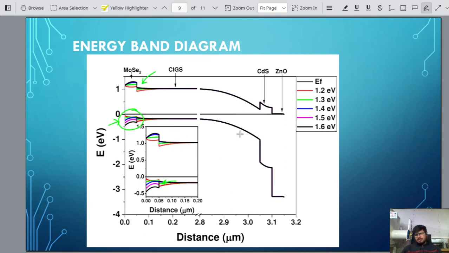As we increase the band gap of that back layer, the barrier is drastically reduced, which gives way to transport holes from the absorber to the back contact layer. This might be the reason for higher efficiency at the higher band gap of the MoSe2 layer.